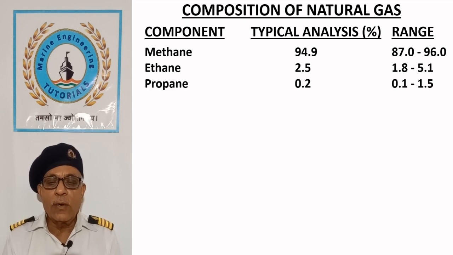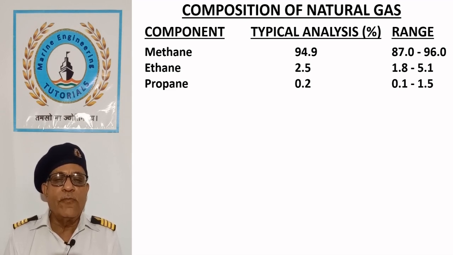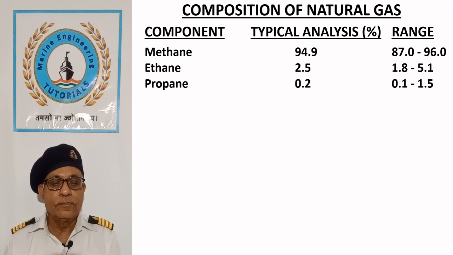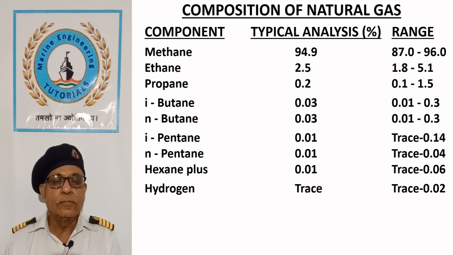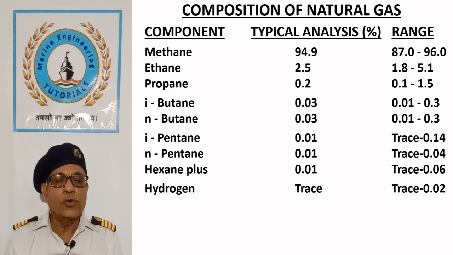Methane is the main constituent of natural gas with 94.9%. Ethane with 2.5% and propane with 0.2% are also associated with it. Iso and normal butane, iso and normal pentane, hexane plus and hydrogen with very small concentration are ignored during the calculation of the stoichiometric air-fuel ratio.